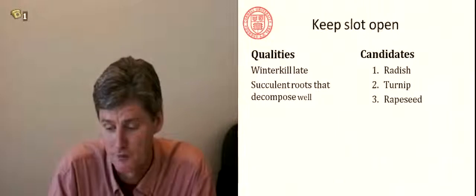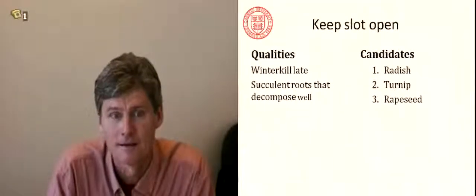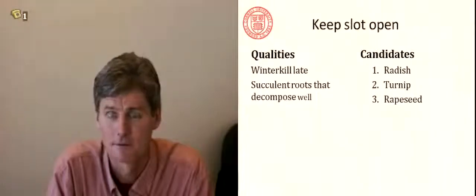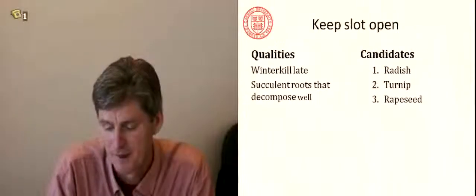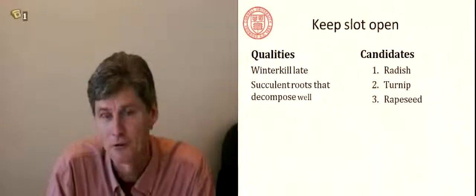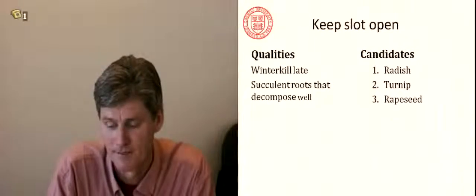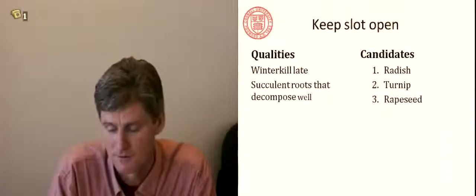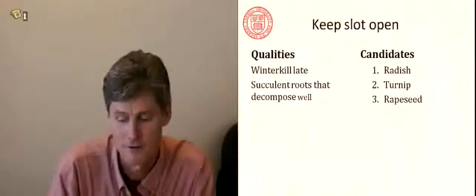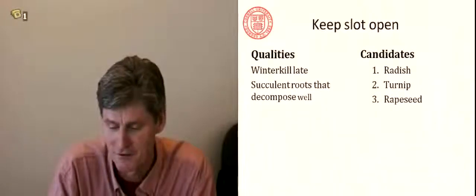So here again, I've put radish as the first candidate, and it's very good at decomposing. It'll be completely gone by planting time in the spring. It doesn't do so well in the winter killing late. It's the first of the crucifer cover crops to die in the winter. That's part of the reason it's so well decomposed by the spring, so that's a trade-off.